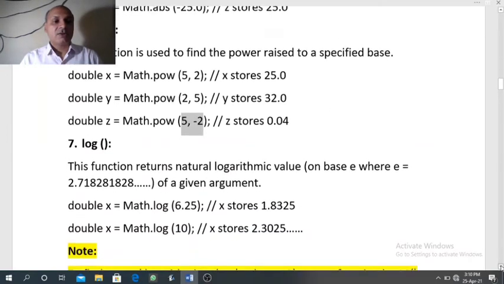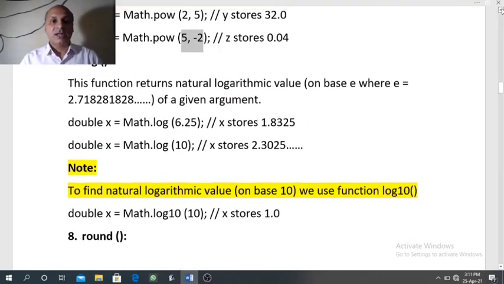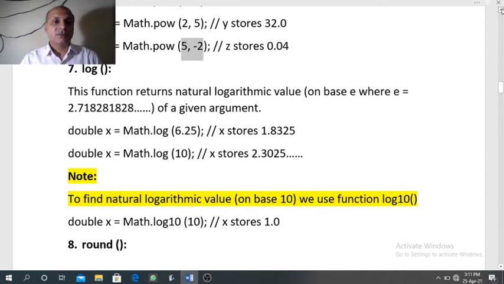Now coming to the log function. This function returns the natural logarithmic value of any argument on base e.